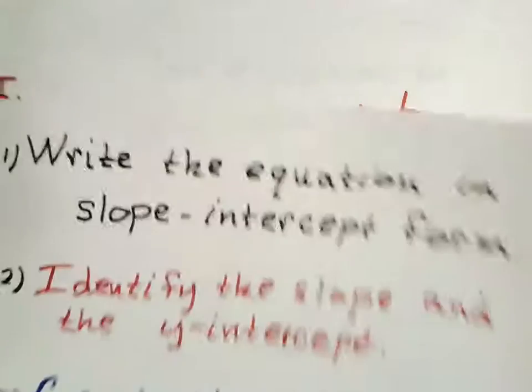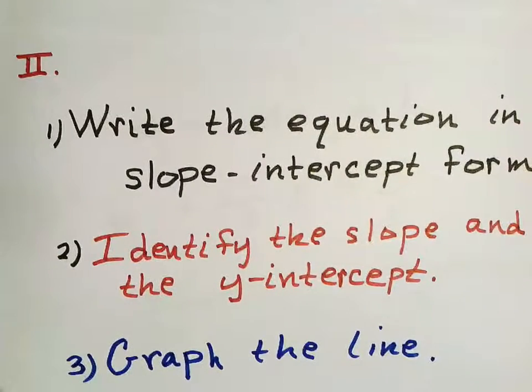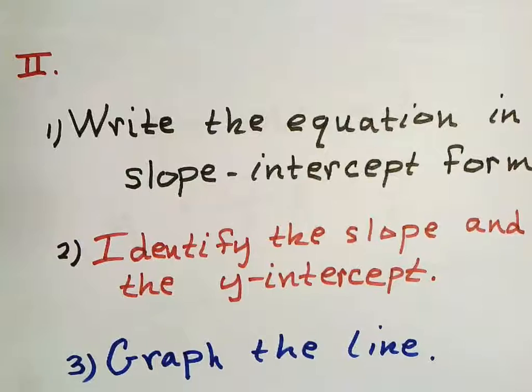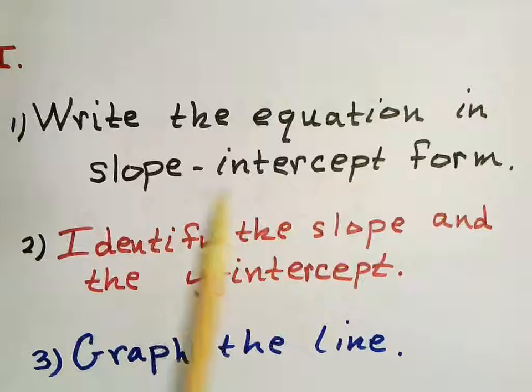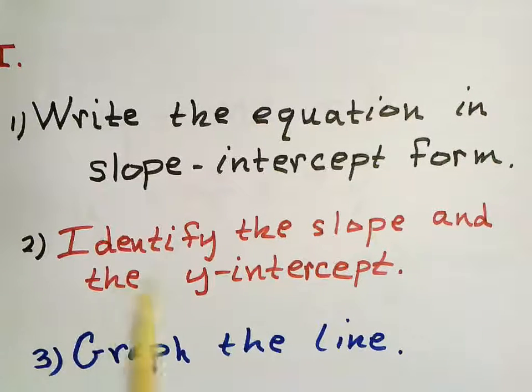We're going to look at two more examples, really, where we're going to answer all three of these questions. We're going to write the equation in the slope-intercept form. We're going to identify the slope and the y-intercept. And then we're going to graph the line.